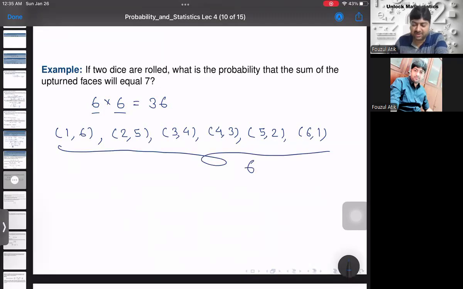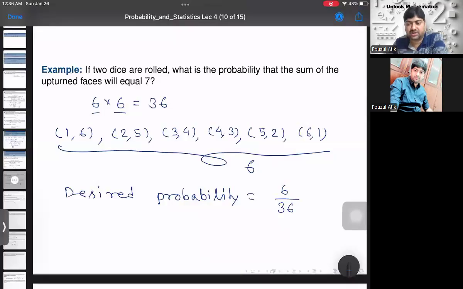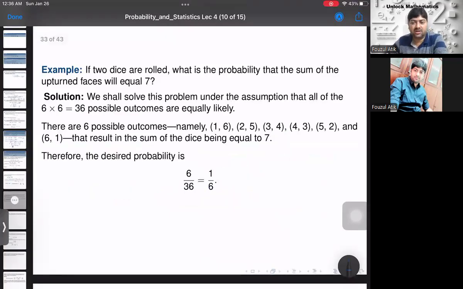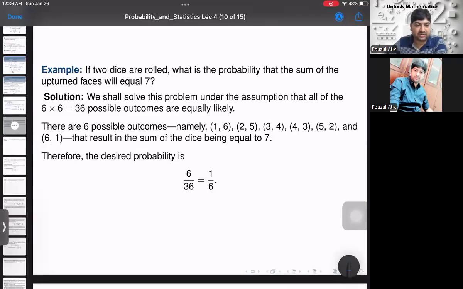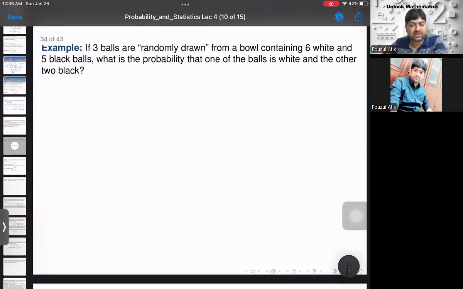Then what is the desired probability? The desired probability is equal to 6 divided by, so small n is 6, divided by capital N, which is 36. It is equal to 1 by 6. Very easy. Without wasting time, let us move to the next example. But this is the solution, written in a very formal way. If you want to write down the whole thing, you can just write it.